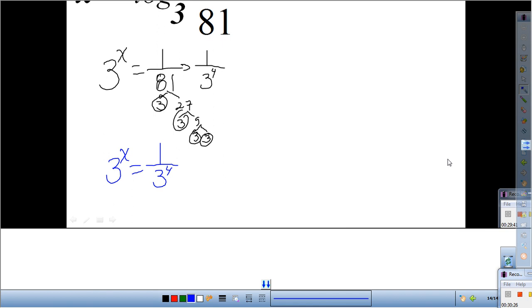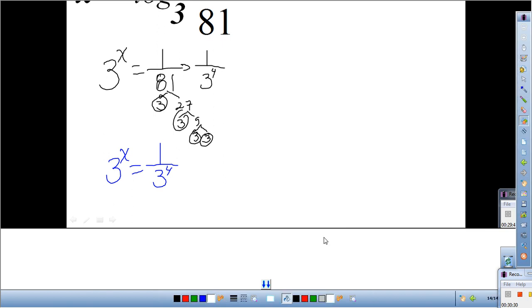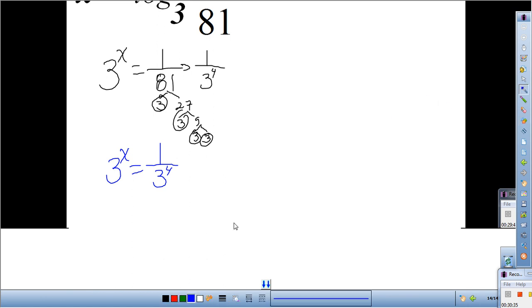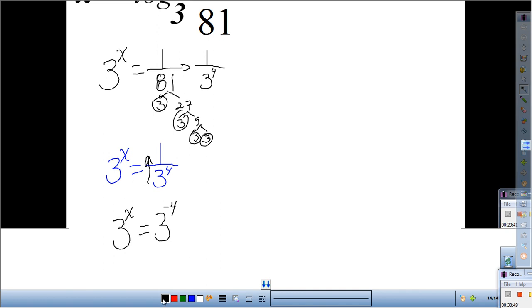Do they have the same base already? Almost. The only thing, this one's in the denominator. Where do we need to send it? That is correct, to the numerator. So this becomes 3 to the what? It was a positive 4. It becomes negative 4 equals 2. And this is 3 to the x.